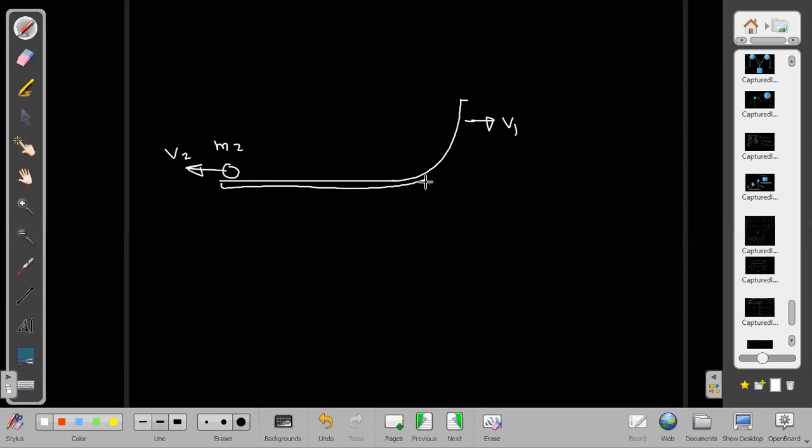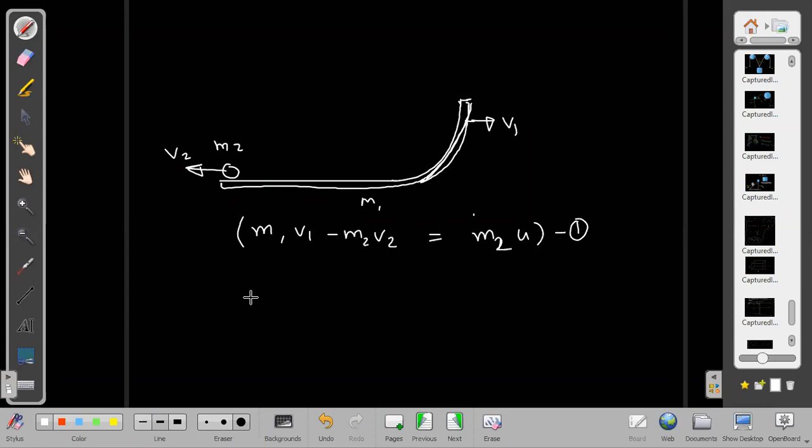Track M1. I think we can still do this easily. How to do? We will do it like this. I will assume finally momentum conservation. What is the mass here? M1. M1 V1 minus M2 V2 is equal to what? M2U, M2 into U. One equation.